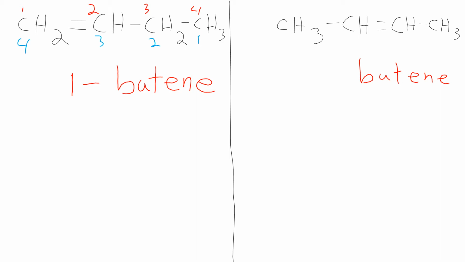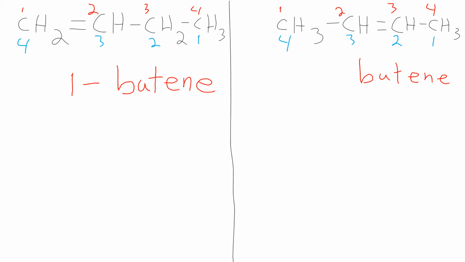If we do the same process with the molecule on the right, we try numbering left to right in red: 1, 2, 3, 4. Or right to left in blue: 1, 2, 3, 4. We can see that the carbon-carbon double bond is between the second and the third carbon. And that's true both in the red numbering system and the blue numbering system.